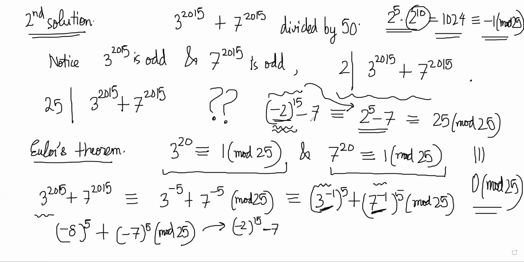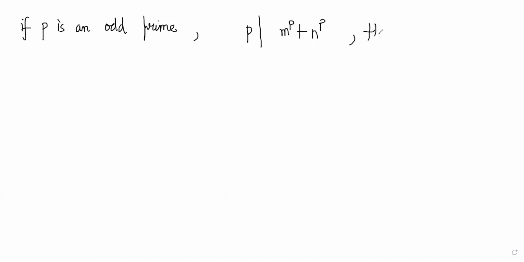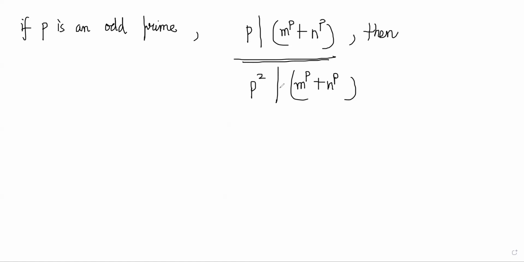You could also do it by Fermat's theorem if you use the fact that you need to know: if P is an odd prime and P divides m power P plus n power P, then P square also divides m power P plus n power P. We have to use this fact here. So try to think along these lines also.